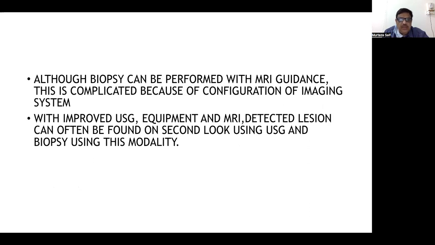Although biopsy can be performed with MRI guidance, this is complicated because of the configuration of the imaging system. So MRI-guided FNAC can be done, or a biopsy can be taken. With improved USG equipment, an MRI-detectable lesion can often be found on second-look USG, and a biopsy can be taken using this modality. So it is also important.